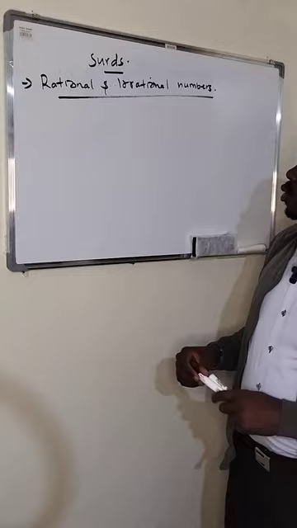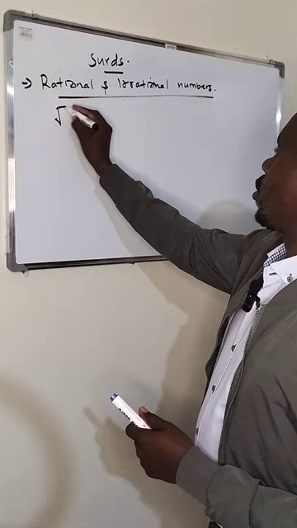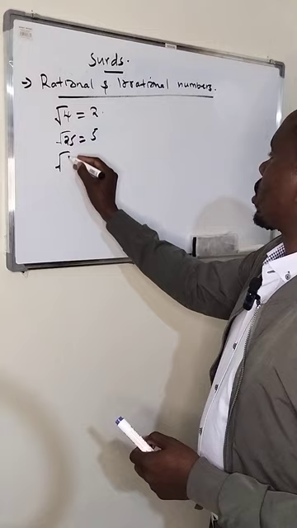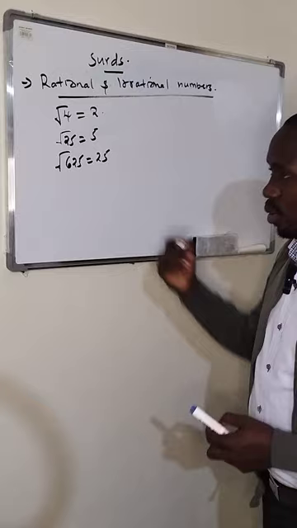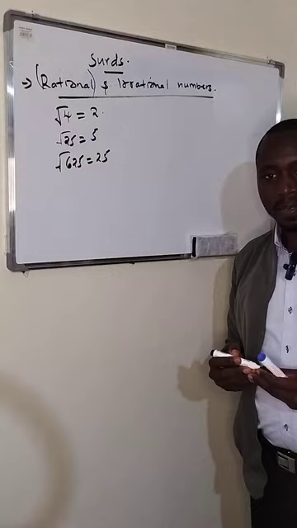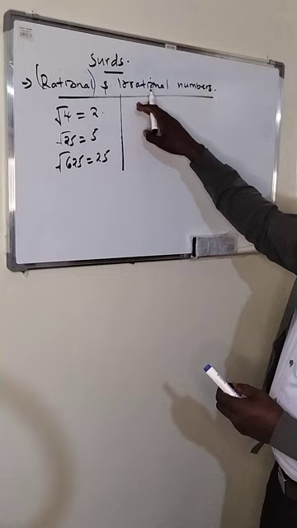For example, if you talk about root 4, then we already know the answer is 2. When you talk about root 25, you know the answer is 5. When you talk about root 625, the answer is 25. These numbers, therefore, are said to be rational numbers. Why? Because you can get a definite root. For irrational numbers, it follows that these numbers do not have an exact root.